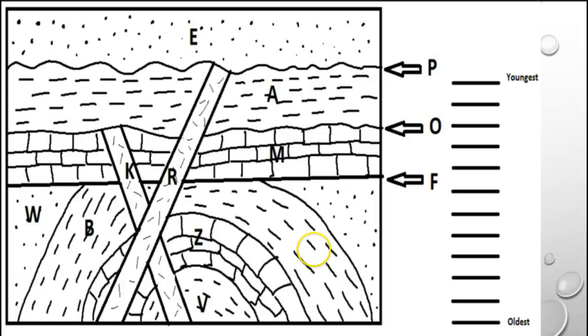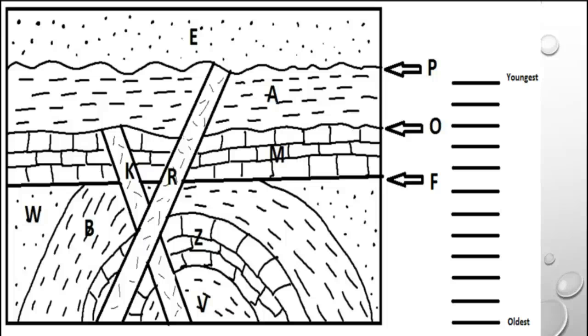So if we come over here and we look, we see that we have unit V with unit Z, B, and W. They've actually all been folded with one another. If you were to imagine unfolding these units, V, Z, B, and W, we would see that V is on the bottom. So V has to be the oldest, followed by Z, then B, and then W.